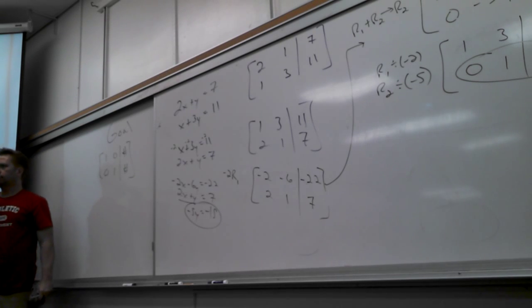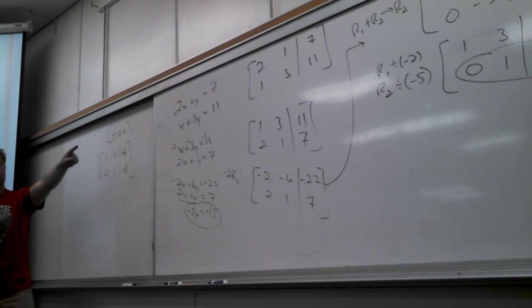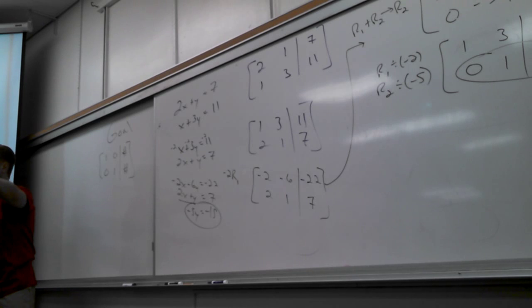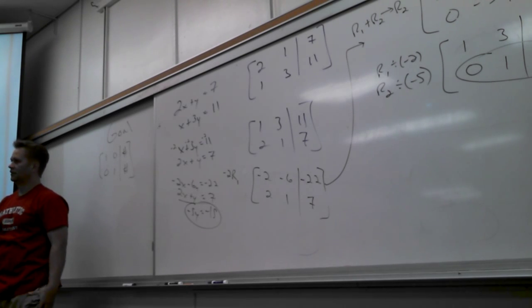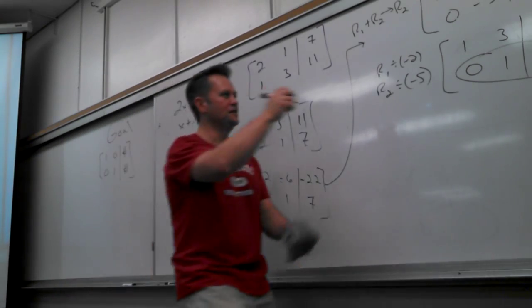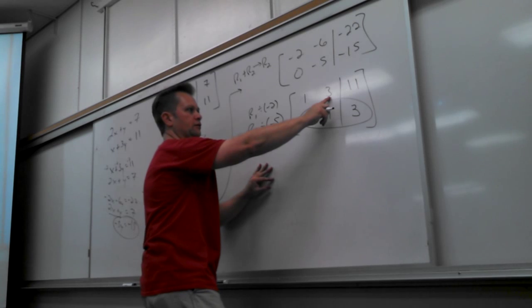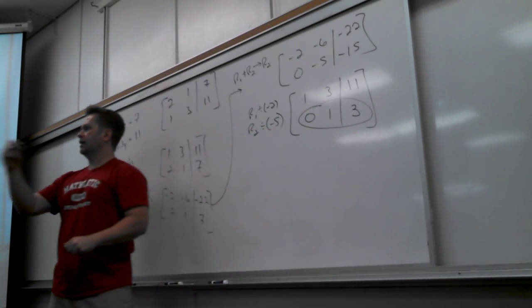So what's there that I want to get rid of? What's not right? The 3 should become a 0. If I can make the 3 become a 0, I'll know the answer. So how do I kill that 3? Multiply the second row by negative 3.